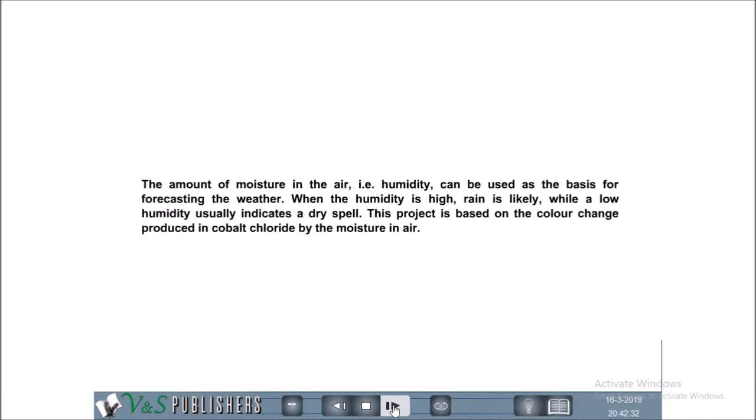Making a weather-indicating flower. The amount of moisture in the air, that is, humidity, can be used as the basis for forecasting the weather. When the humidity is high, rain is likely, while a low humidity usually indicates a dry spell. This project is based on the color change produced in cobalt chloride by the moisture in air.